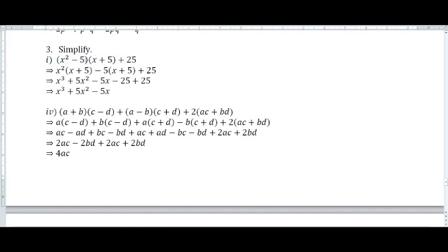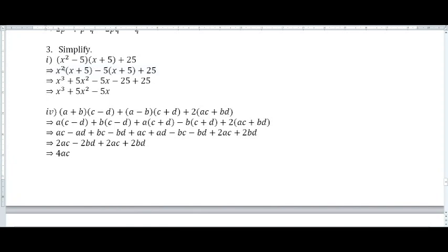So x square minus 5, you have to multiply it with x plus 5 first of all. Then as we have done it before, I have to put x square outside here and write x plus 5 inside the bracket, minus 5, then x plus 5 inside the bracket. Then we'll take plus 25 as it is.